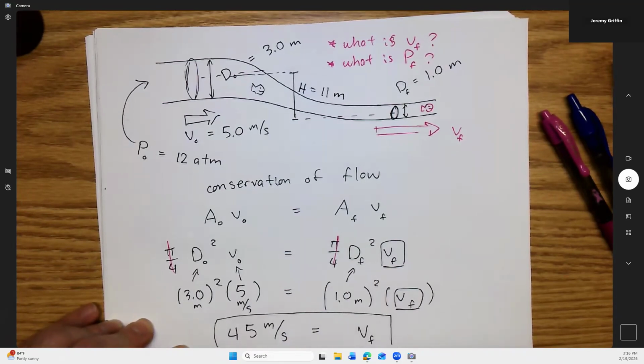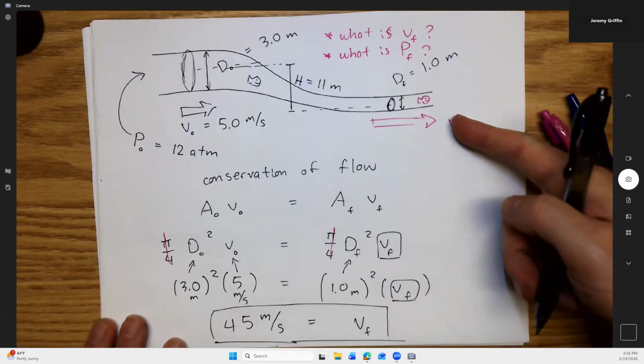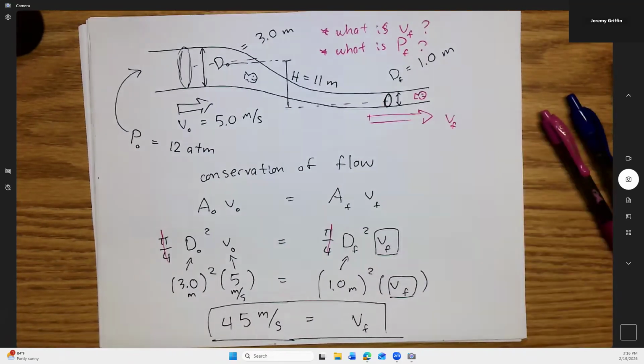Okay, so now we know the answer to the first question. We know the linear speed of the fluid in the skinny part of the pipe. It turns out that 1/9 of the cross-sectional area corresponds to 9 times the linear speed. Do you guys go with 9 times the linear speed? This good? Good.